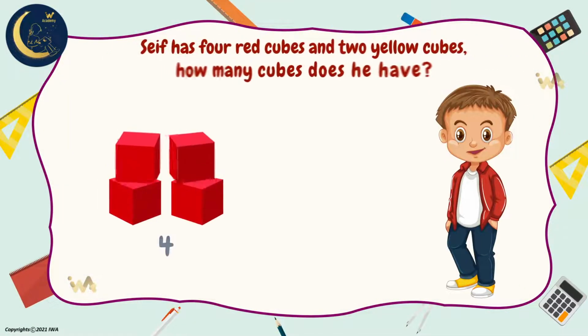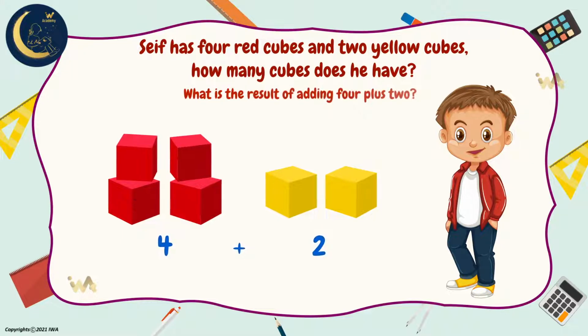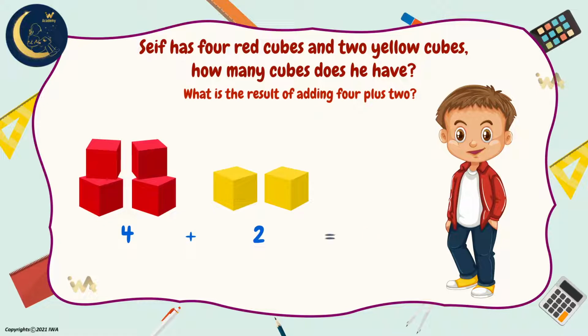Sev has 4 red cubes and 2 yellow cubes. How many cubes does he have? How do we know? Excellent. We use the addition. So what is the result of adding 4 plus 2? 6. Well done. Is 6 an even or odd number?